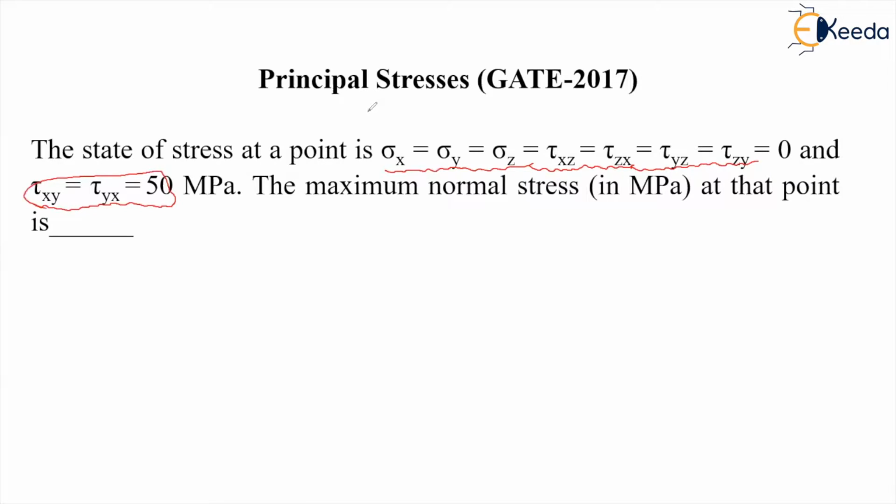Only this much is given to us, that the shear stress is given and that it is the pure shear condition. And we have to find out the maximum normal stress. So let us solve this question now.